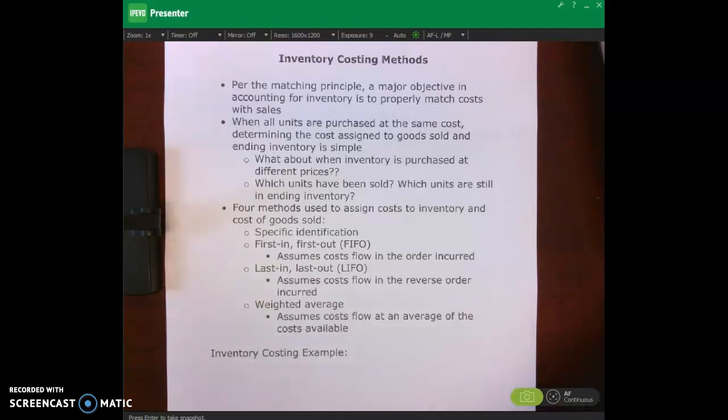Hello and welcome. I'm on page 119 of your course pack. In this lecture video, I'm going to talk about specific identification and first in, first out, and also give an overview of inventory costing methods, okay?